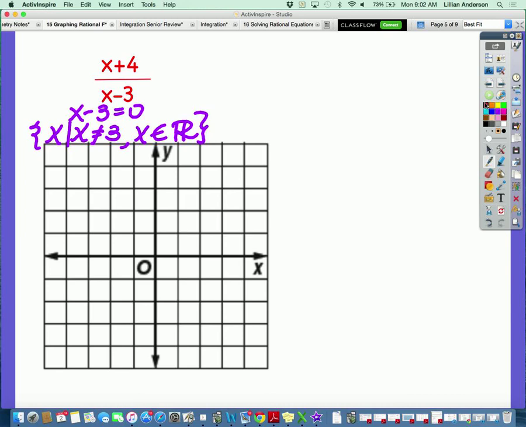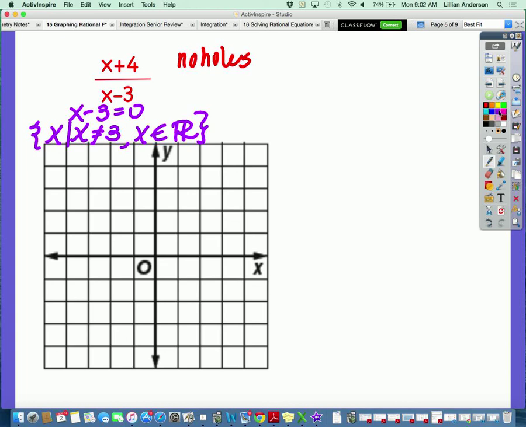The holes. Do we have any? No. How do you know, Isaac? Because there's no x plus 4 on the bottom and no x minus 3 on the top, which means nothing cancels out. So yes, we have no holes. Okay, so Chris, what's next?